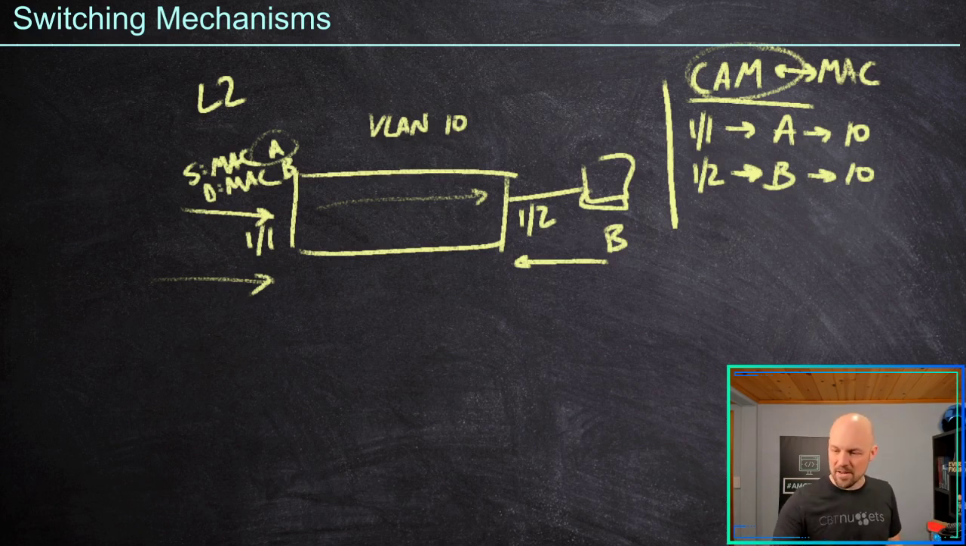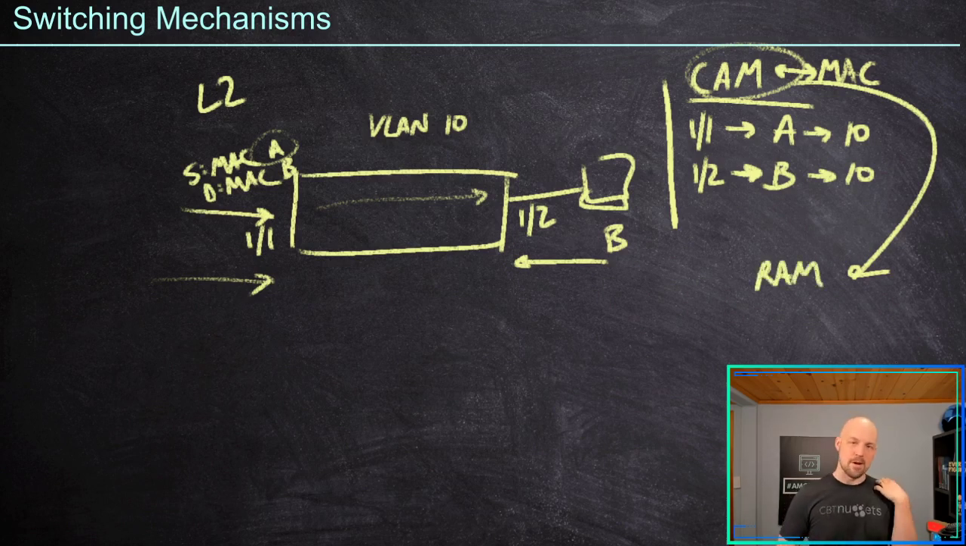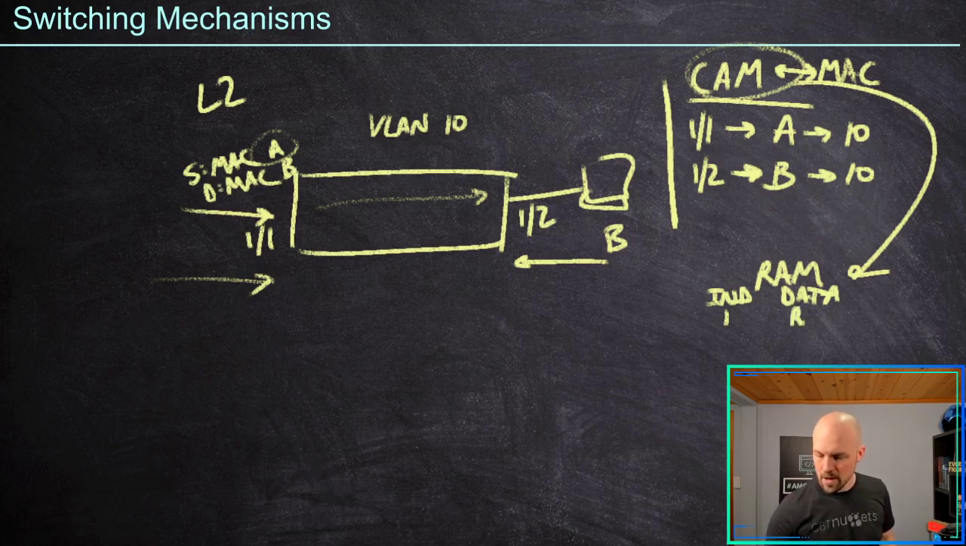This concept, content addressable memory, is sort of the reverse of how standard RAM operates. Standard RAM in a computer is based on having indices and data. Think about a spreadsheet. Index one, data is, I don't know, what kind of data are we storing? Color data. So index one is red, index two is blue, index three is green.